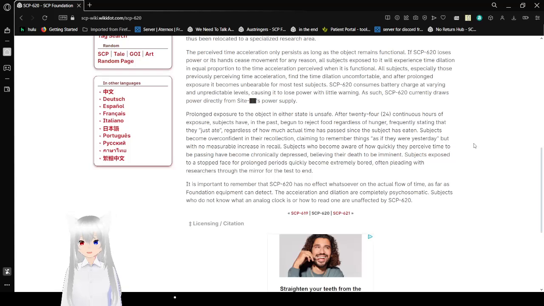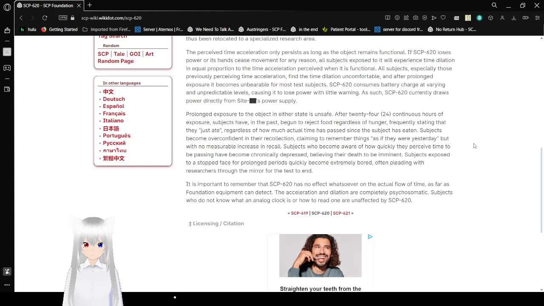After 24 continuous hours of exposure, subjects have in the past begun to reject food regardless of hunger, frequently saying that they just ate, regardless of how much actual time has passed since the subject last ate. Subjects become overconfident in their recollection, claiming to remember things as if they were yesterday, but with no measurable increase in recall.